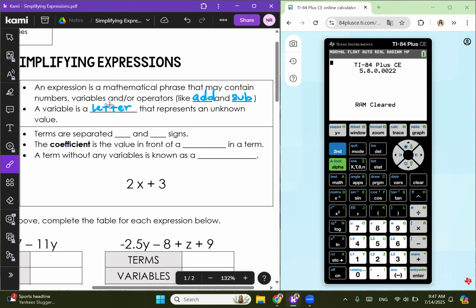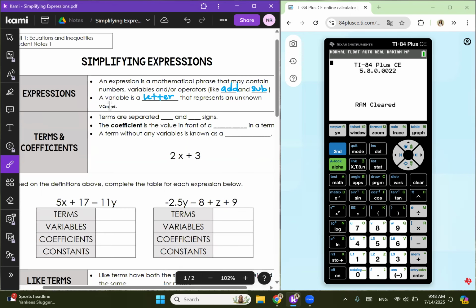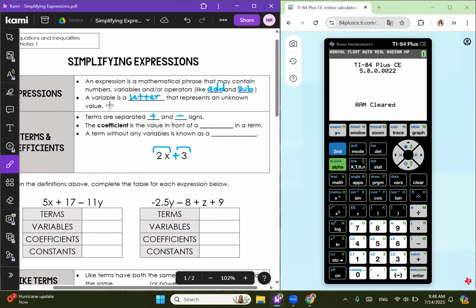Terms are separated. So below right here where it says terms and coefficients, you have an example of terms. Terms are separated by plus and minus signs. So here, if you look at it, you actually have two terms. Both of those terms are separated by that plus sign.